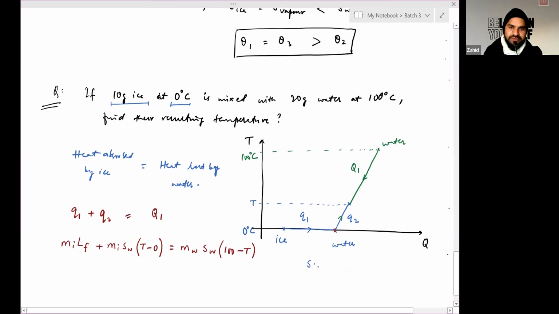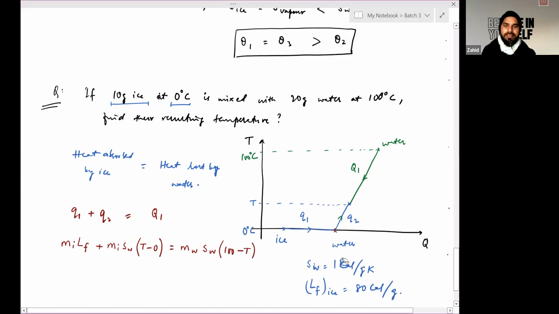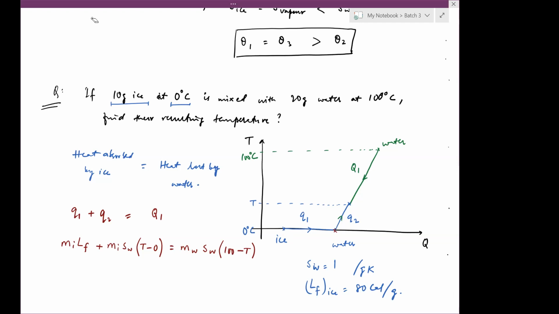The specific heat capacity of water is 1 calorie per gram per Kelvin, and the latent heat of fusion of ice is 80 calorie per gram. Just put the values of these two parts in this equation and try to find T. Reba, any doubt? No, sir. Okay.